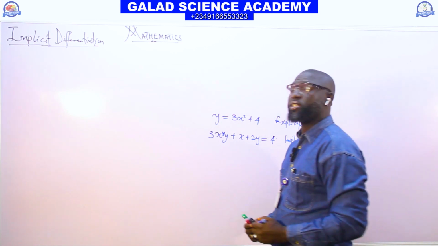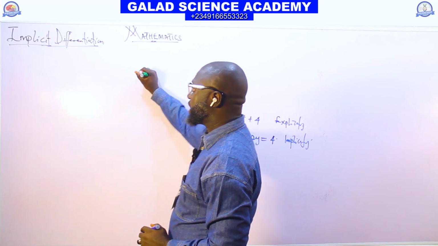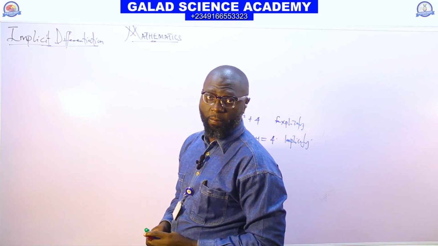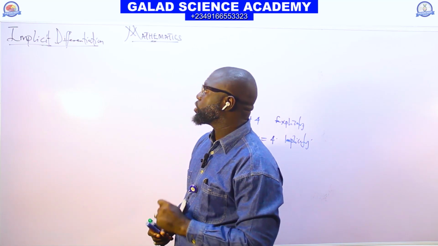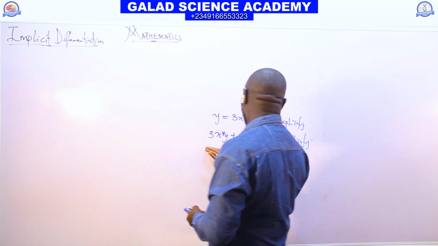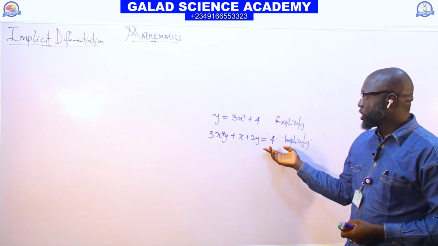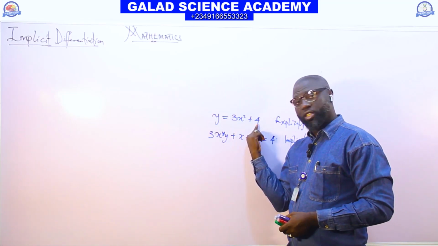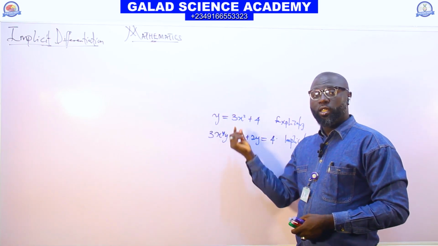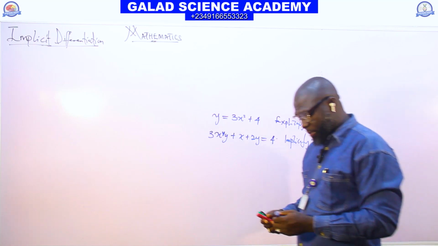So our interest in differentiation now is implicit. Let us look at how we can differentiate the implicit equation. We know how to differentiate explicit by finding the derivative of y with respect to x.